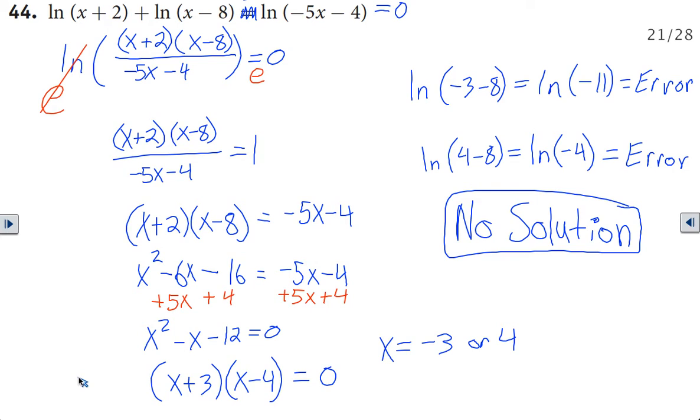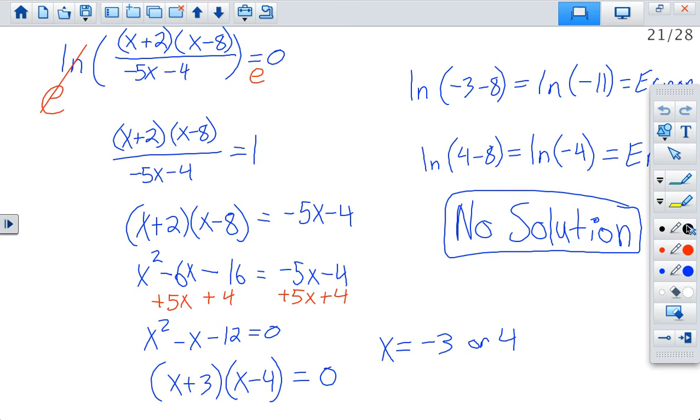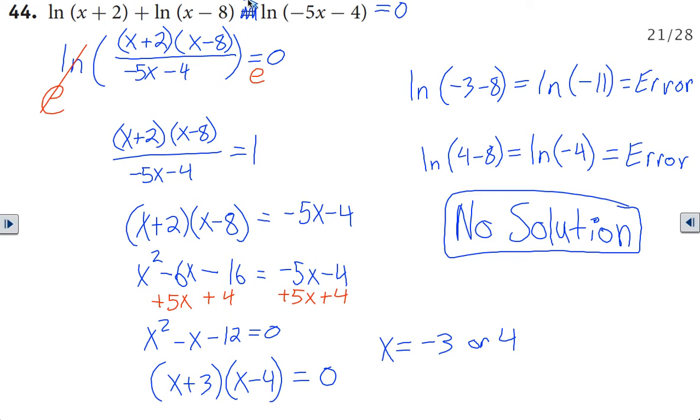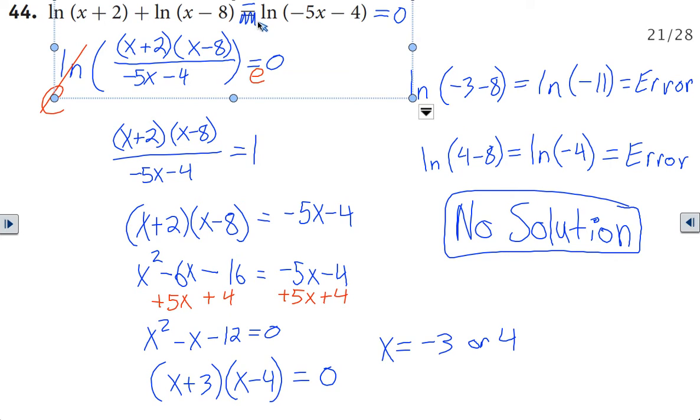Wow, this is a big one. And it looks like one of my equal signs, or one of my things, is cut off. Let me see if I can bring that down. There. Now you can see it. Okay.